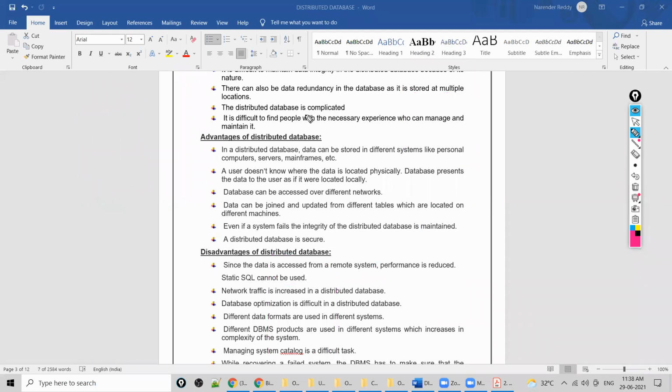What are the advantages of distributed databases? Distributed database means data can be stored in different systems, like personal computers, servers, mainframes, etc. Second one, the user does not know where the data is located physically.